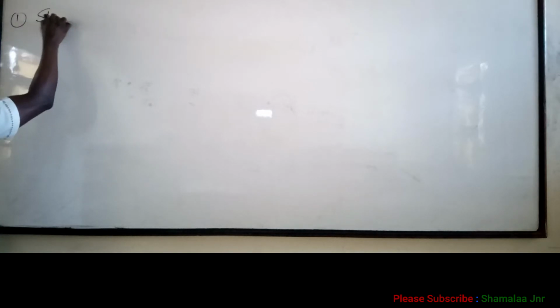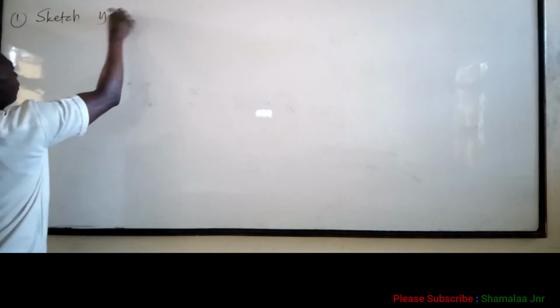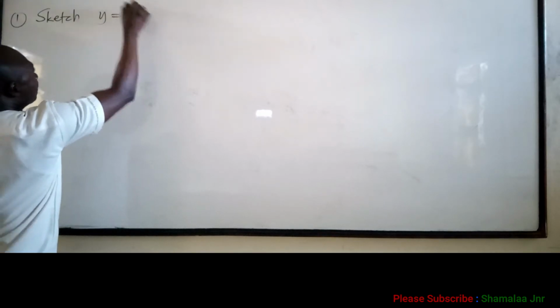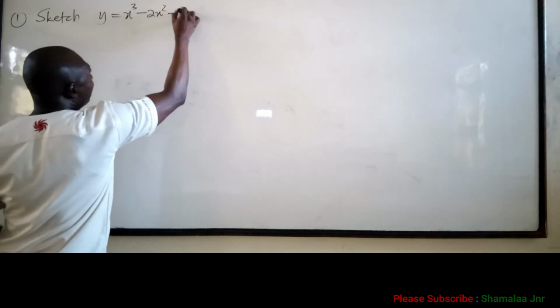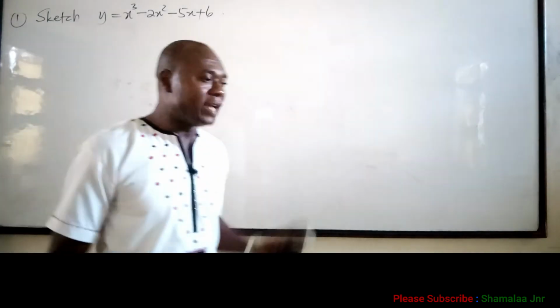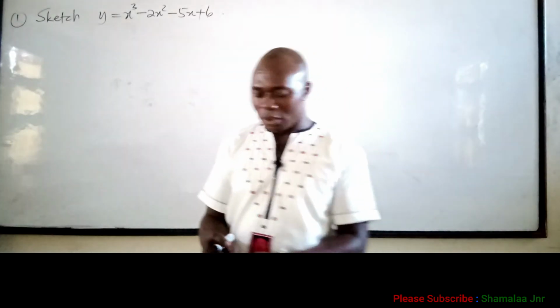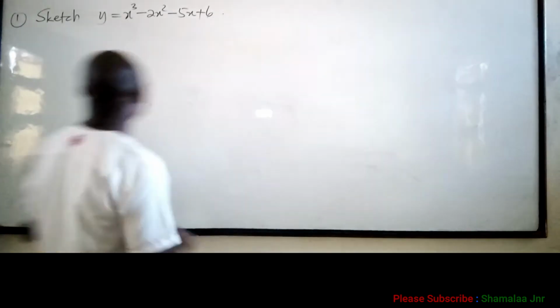You can say sketch y is equal to x cubed minus 2x squared minus 5x plus 6. We can ask you to sketch this. Okay, so viewers, look on the board. You are going to solve this, and I believe that after solving this, you should be able to do similar questions. Okay, solution.